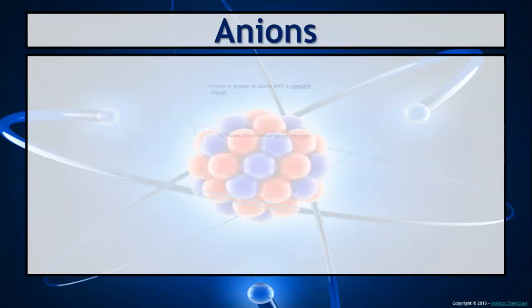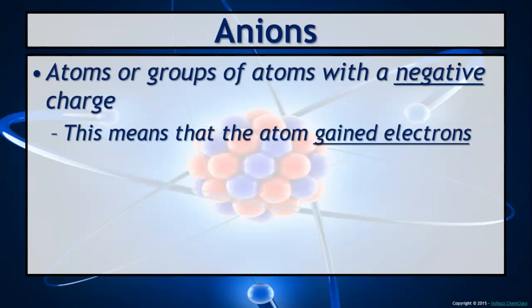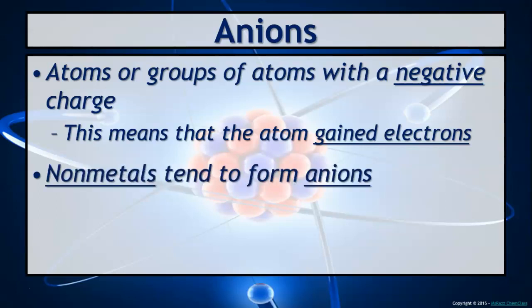Then we have anions. Anions are atoms or groups of atoms with a negative charge. This means that that atom has gained electrons. It has extra electrons. It has more electrons than it does protons. Nonmetals are what tend to form anions. Nonmetals can be found at both ends of the periodic table.